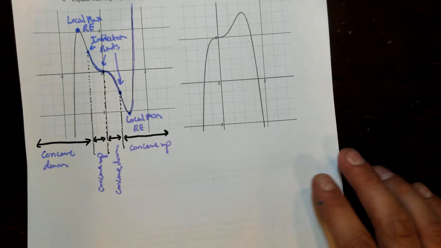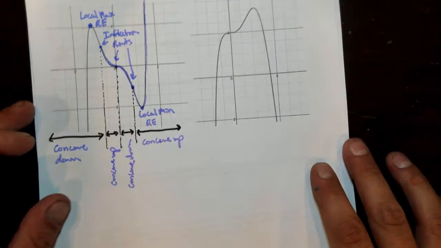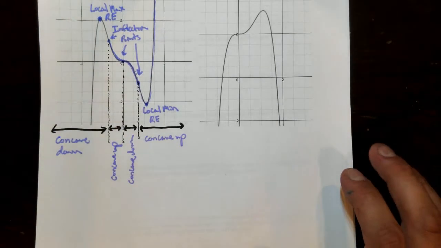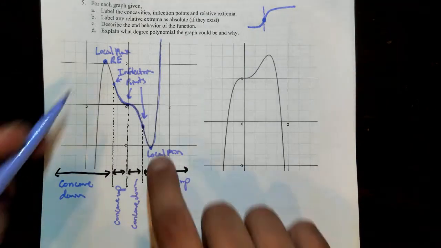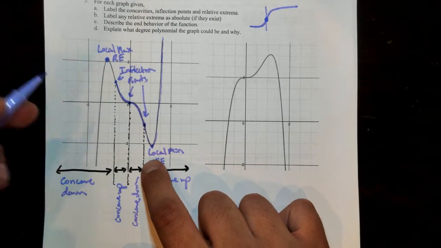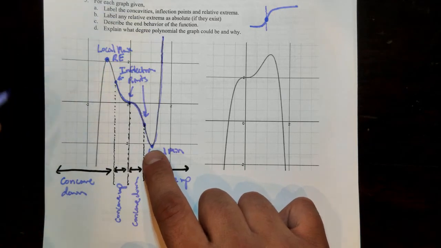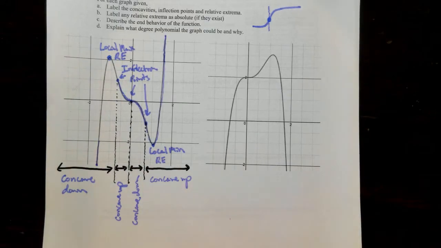All right. And then part B, label any relative extreme as absolute. We discussed that none of these are absolute maxes because this portion goes higher. This is an absolute min because this portion goes lower. So we're done with A and B. Let's go on to C.